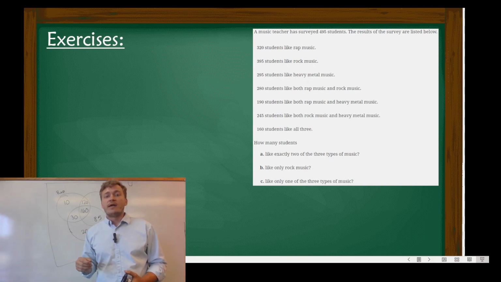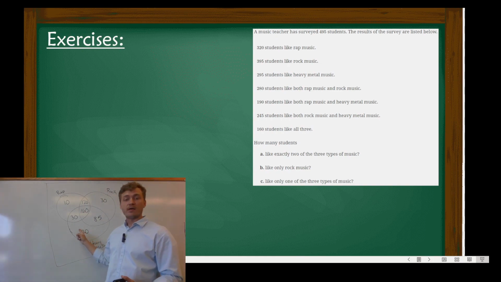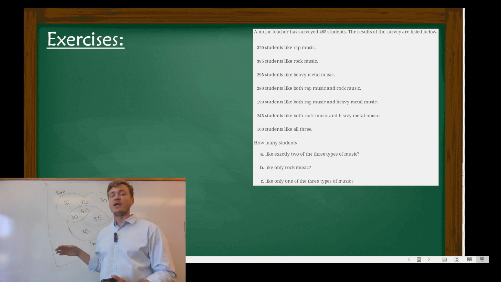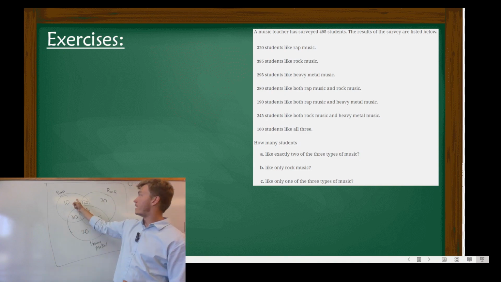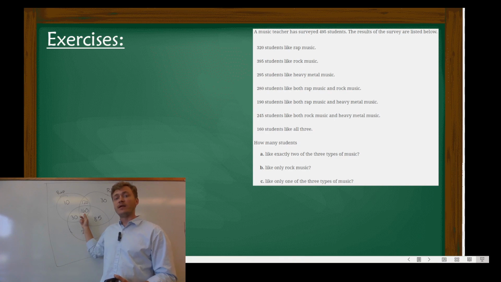Then you have the 190 students that like rap and heavy metal. Rap and heavy metal. Now again, there's 190 that like both rap and heavy metal, but there's 160 that like all 3, including that. 190 minus 160 gives us the 30, just the 30, that exclusively like rap and heavy metal. Then you work your way to the top. 280 like rap and rock. Rap and rock, there's 280, but 160 are already accounted for. 280 minus 160 gives us the 120 that we need.